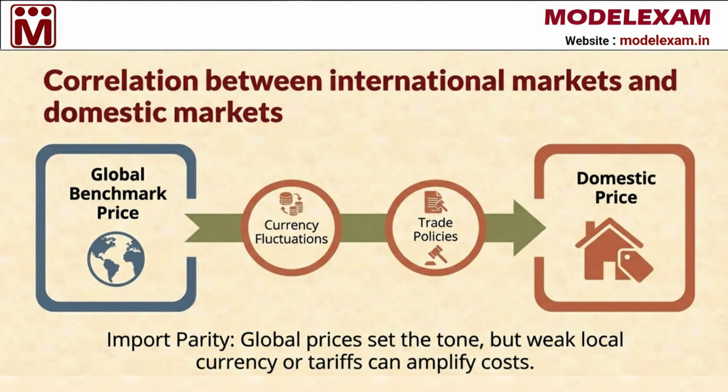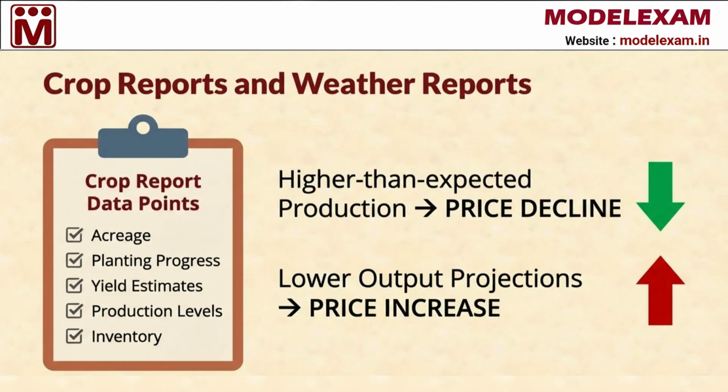For agricultural commodities, we rely heavily on data. Crop reports are essential. They give us data points like how many acres were planted, yield estimates, and current inventory. The rule of thumb is simple. If the report shows higher than expected production, we see a price decline. If the report projects lower output, we see a price increase.